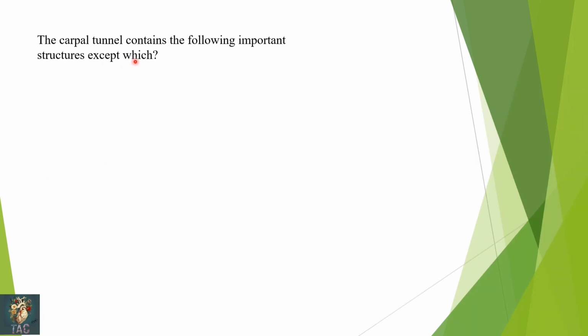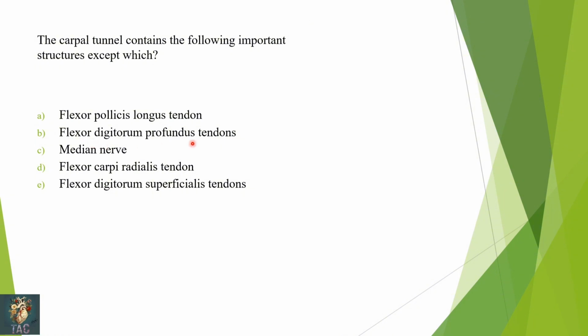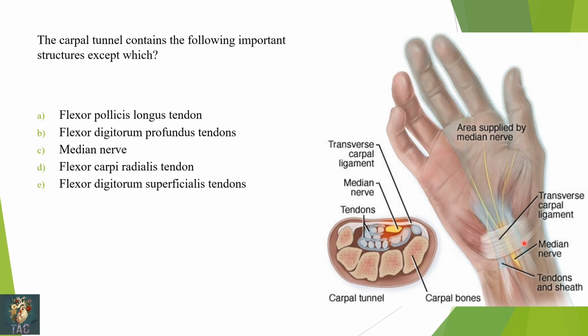Next question is, the carpal tunnel contains the following important structures except which: flexor pollicis longus, flexor digitorum profundus, median nerve, flexor carpi radialis and flexor digitorum superficialis. So look at this diagram. This is the area. You can see the tendons and the sheaths of the flexor digitorum profundus and flexor digitorum superficialis along with the median nerve and the flexor pollicis longus passing over here. In this section also you can see the median nerve, the tendons of the flexor digitorum superficialis and profundus, along with the flexor pollicis longus, which are all passing deep to the flexor retinaculum, and the flexor carpi radialis passes superficial, so it is the answer.